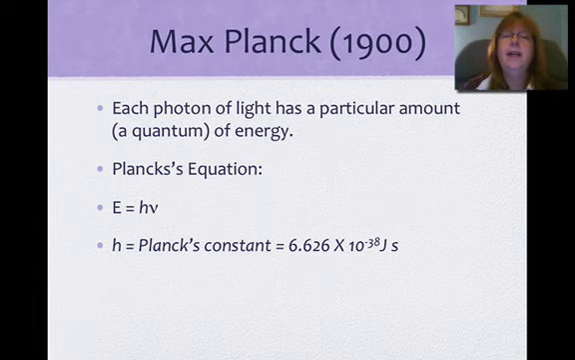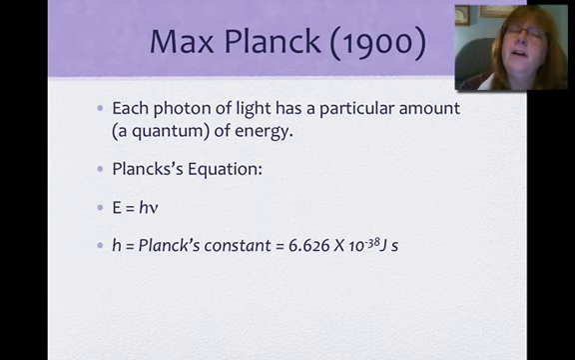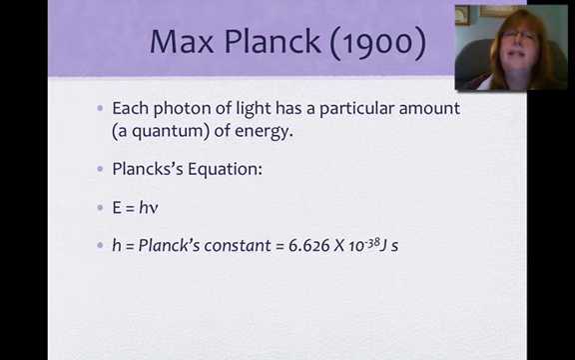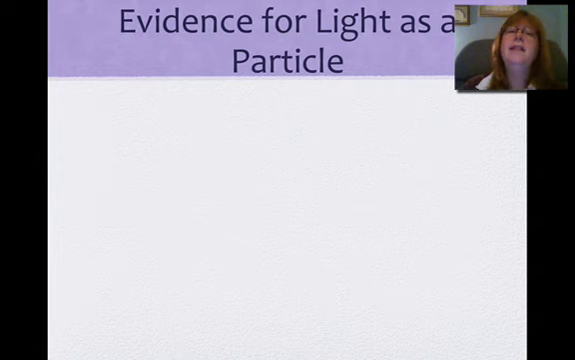So what we see here is the higher the frequency of electromagnetic radiation, then the higher the energy. So if you remember, those gamma rays had a very short wavelength, which meant that it had a high frequency. It would have the highest energy. Again, we're going to use this equation in class as well. All right, let's look at evidence for light as a particle.